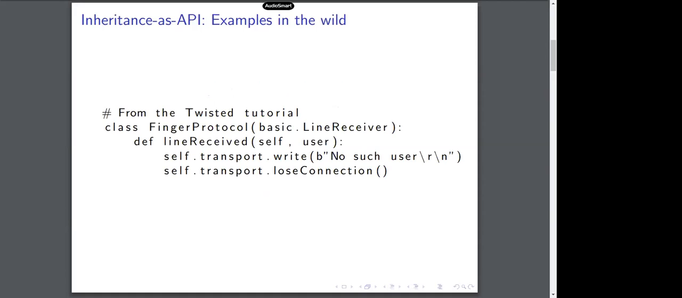A lot of times you see people treating inheritance as API, meaning: to write code using this framework, please inherit from this class and override this method, right? One of the first people to do that was me. This is written by me, the Twisted tutorial, the old finger tutorial. I suggested, hey, let's have a class LineReceiver, and you override lineReceived, and you get the user, and you write the response, and that's how you implement the finger protocol in Twisted. I was like, this is a great API. Everybody should do that. And then others thought, he has a great idea, so we'll do that too.